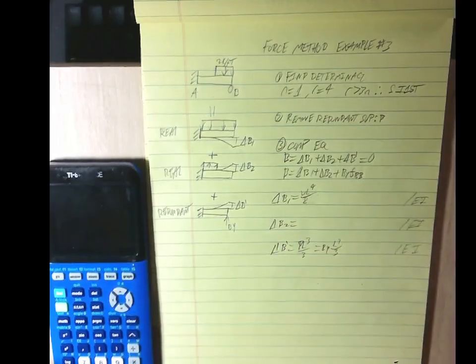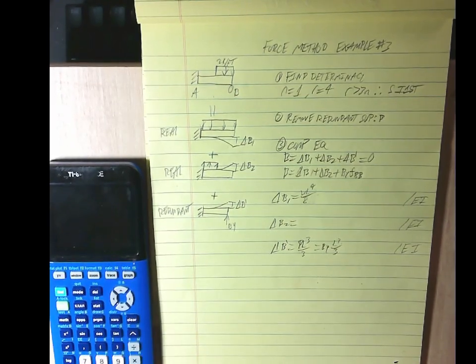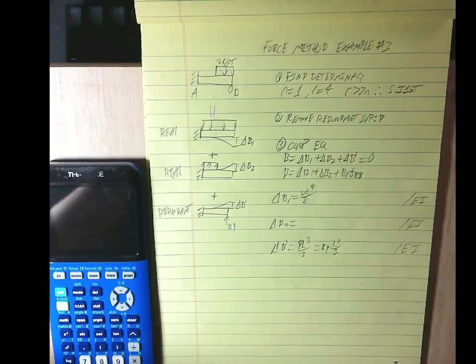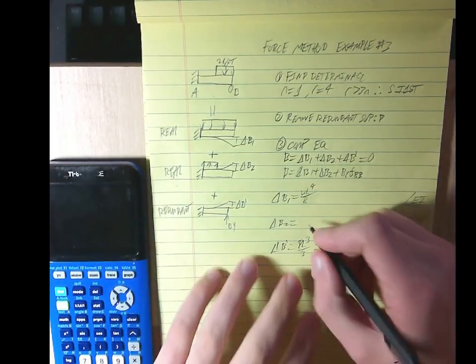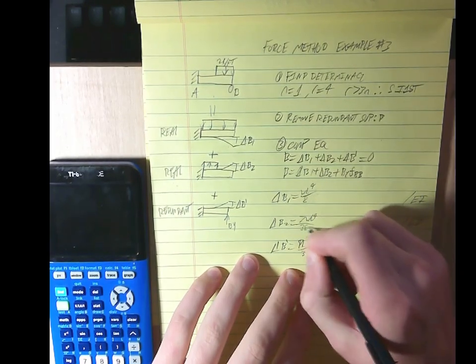And then this one's a bit trickier. I'll look this one up right now. This one is in my Discord. Yes, this one's very tricky. This one is going to be 7WL to the 4th over 384.